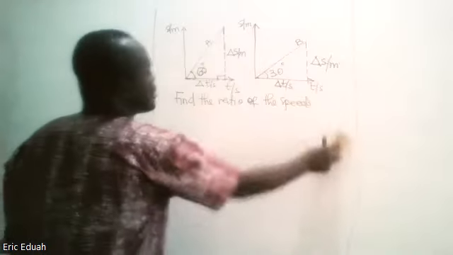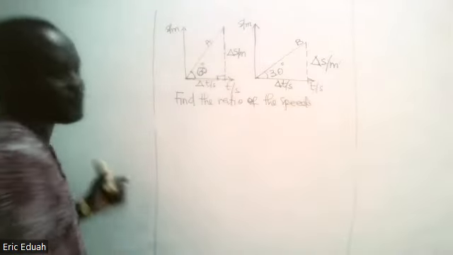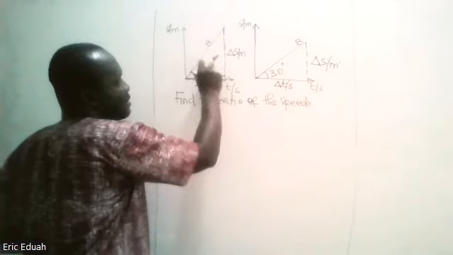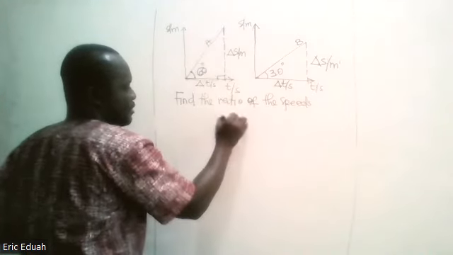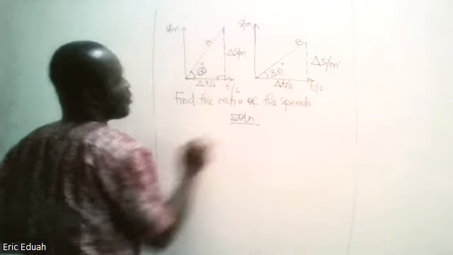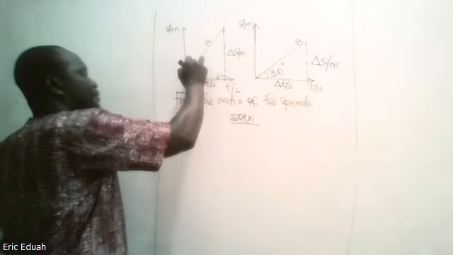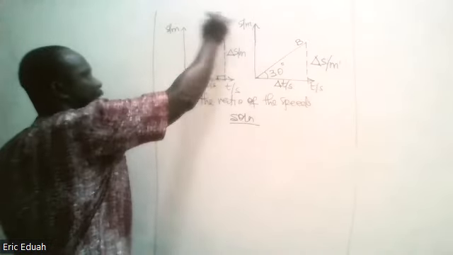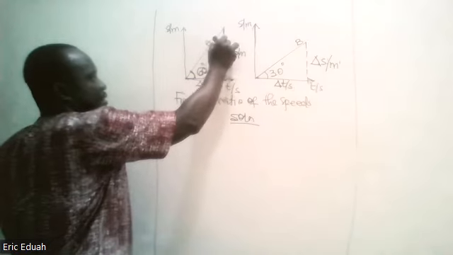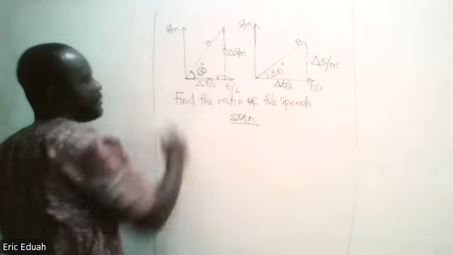We are to find the ratio of the speeds of this motion A and B. Now I have this. If I draw an equal vector, I have it.